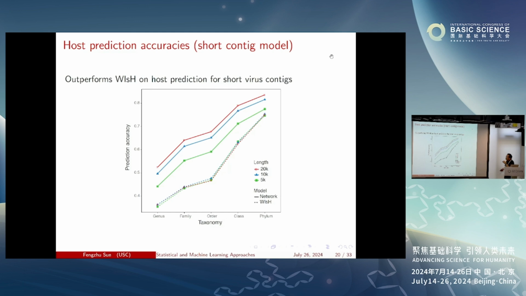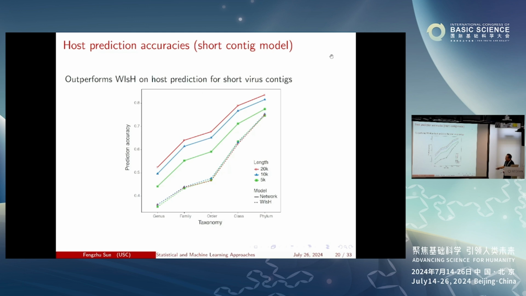So the other one that we studied is how the sequence length impacts the prediction accuracy. For contigs, you may not have the complete genome, so how will your result change if you have just the contigs, not the whole genome? And here we can see this is just the WISH program.